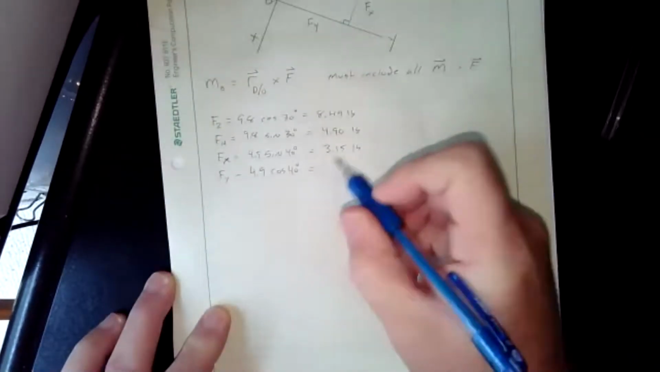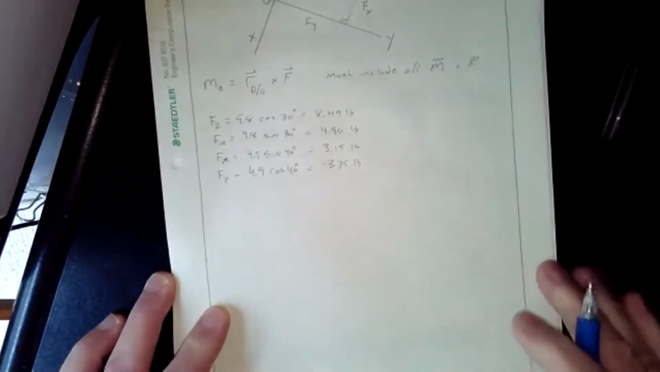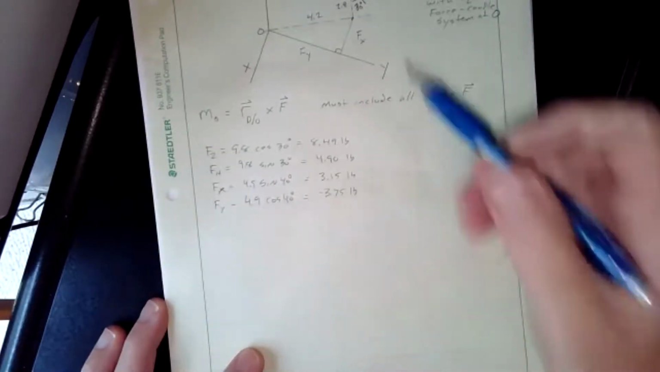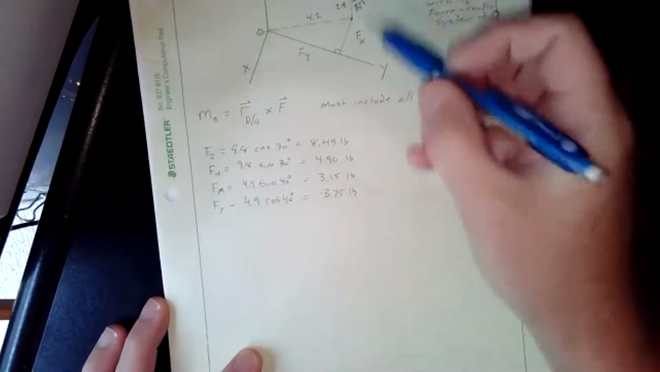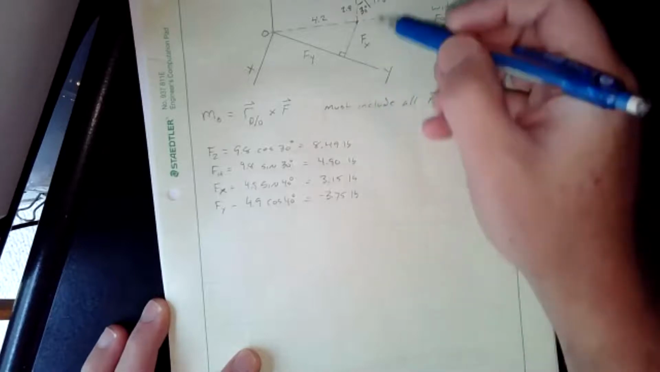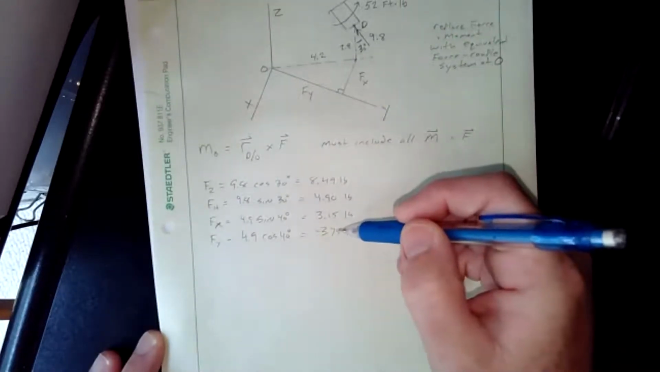And that gives me negative 3.75 pounds. All right. So what we can do is we can make a unit vector out of this because we know that the 9.8 is obviously the magnitude of the force, and these are the respective components.